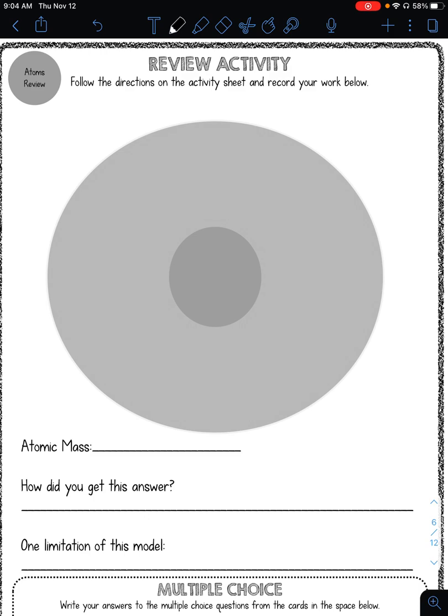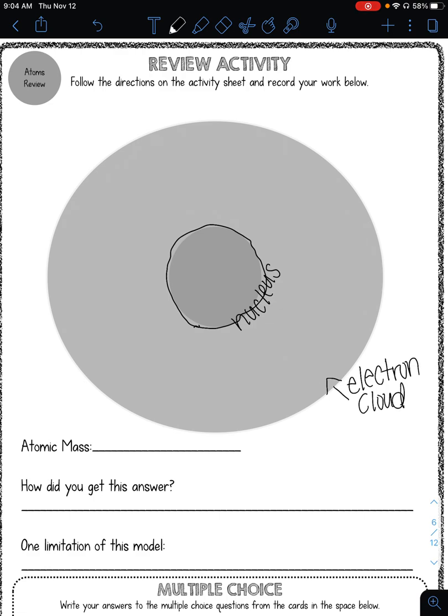Okay, so 7th and 8th graders, this right here is my nucleus. Remember, the nucleus is the center of the atom. So this whole circle is the nucleus, which means that this whole outside, this lighter gray, is the electron cloud, where the electrons are circling around the nucleus. So remember, the nucleus is the center. This dark gray is the nucleus, and this light gray is the electron cloud.